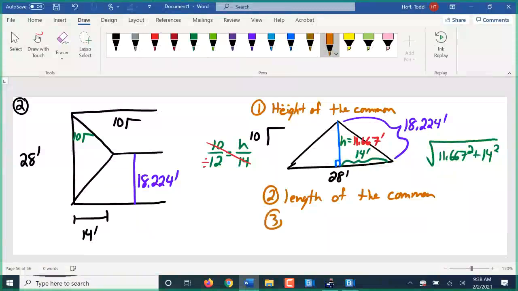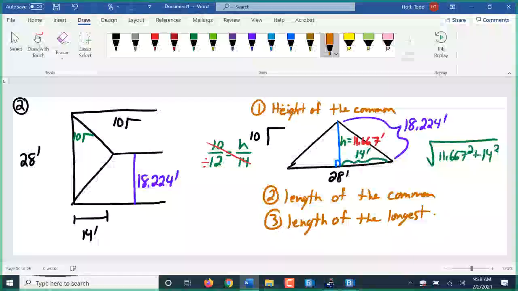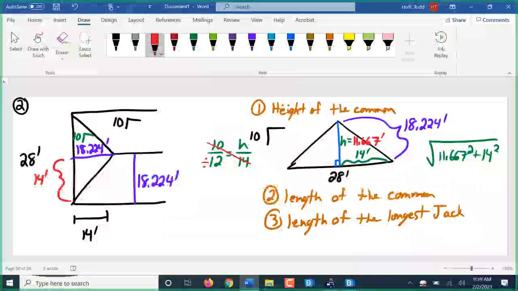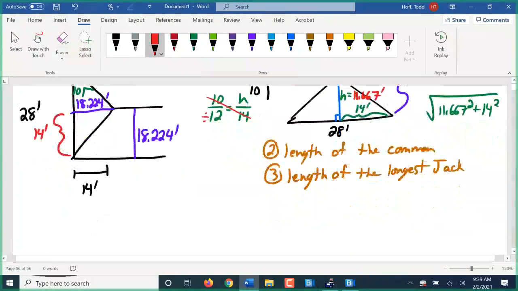Now step 3 really doesn't have anything to do on this one since it's conventional. The slopes are the same both ways. Length of the longest jack is just the length of the common. So this is 18.224. And we know that the peak is in the middle. The distance from the corner of the house to that longest jack is 14 feet. Now we're going to use that to find the next longest jack.